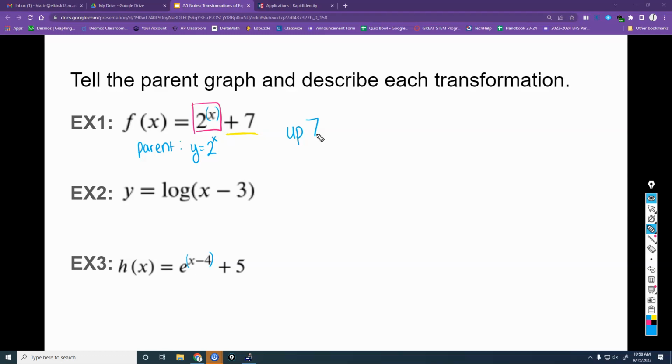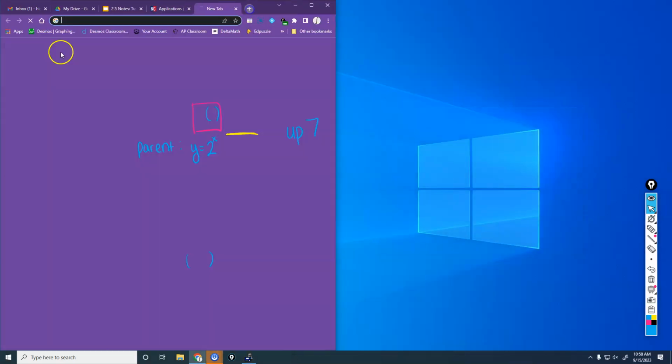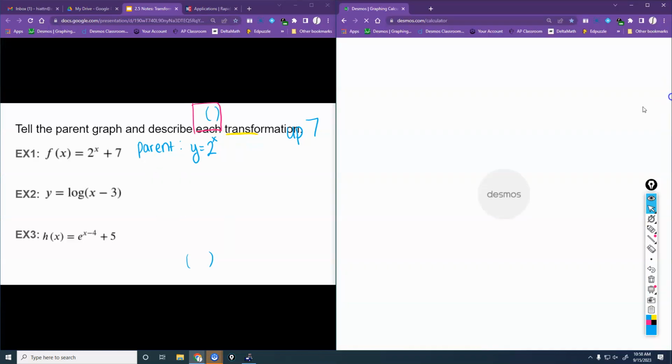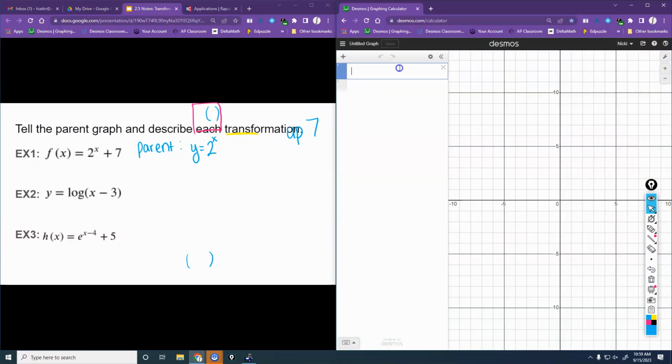Okay? And let me show you guys on Desmos, because if you get something like this, you can use Desmos on everything. We love Desmos. Makes our lives easier. If you go over here, type in y equals 2 to the x. There's the original. Type in y equals 2 to the x plus 7. You can kind of see, oh yeah, that looked like it moved up, not left or right. So you can double check yourself on these. Okay?